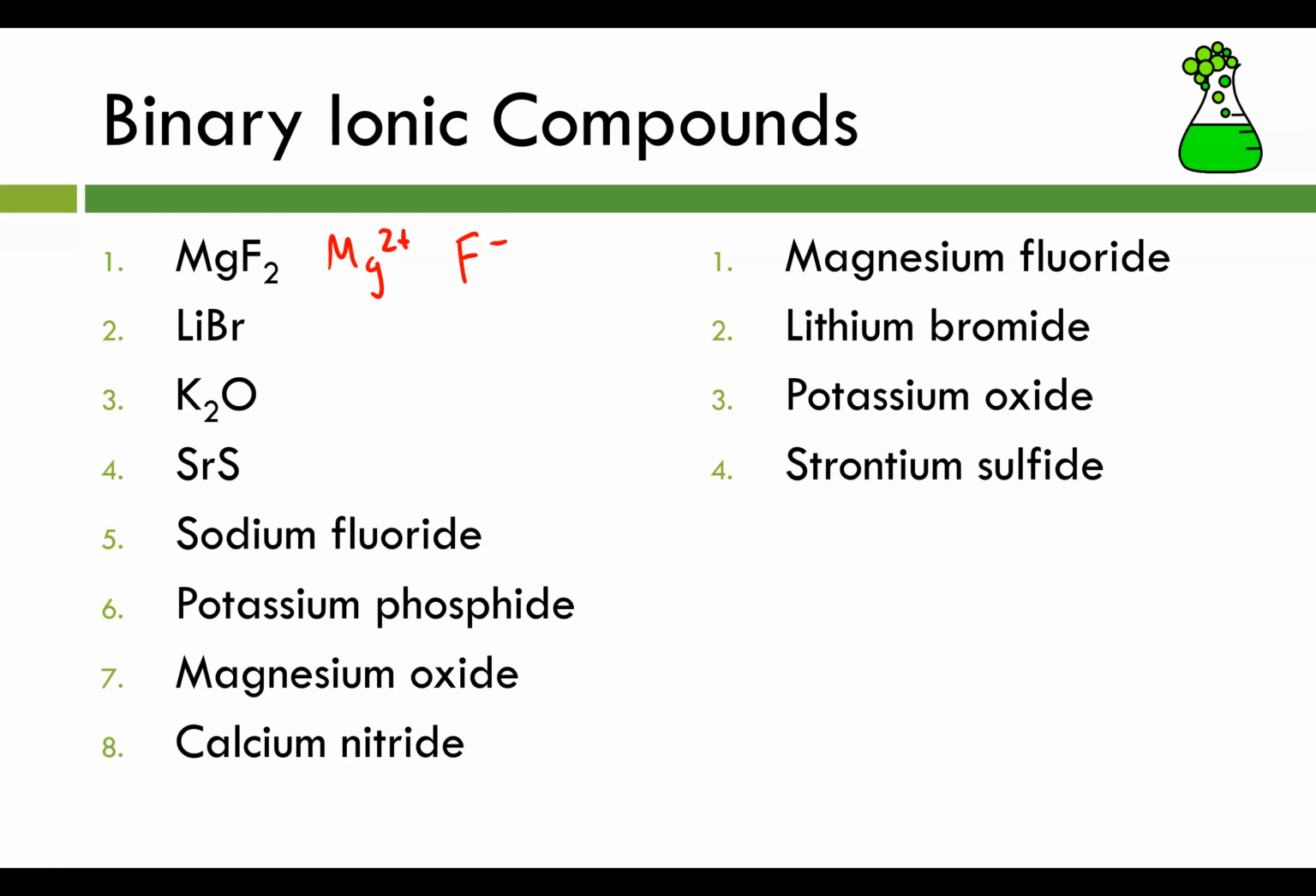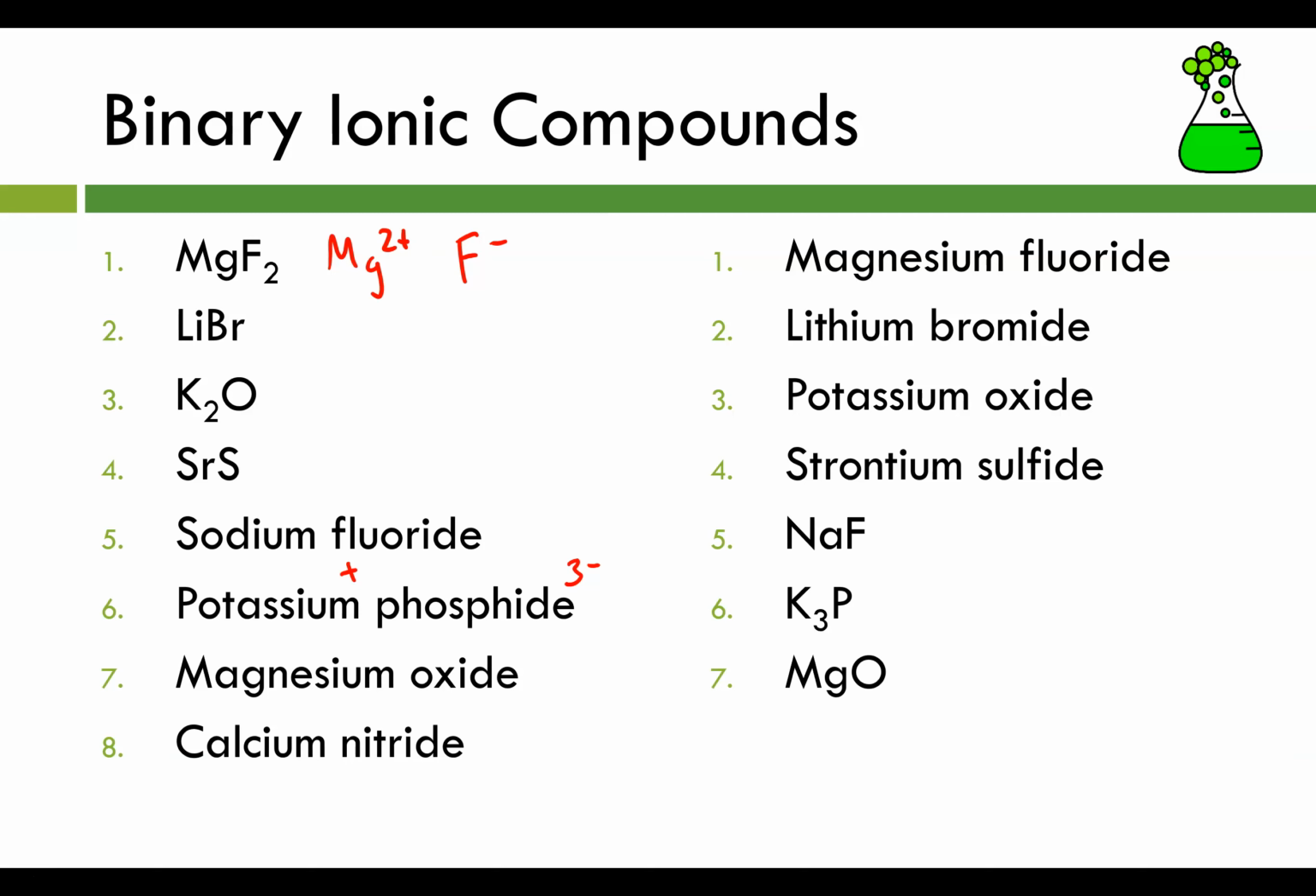All right, now let's go in the other direction. We've got the name. Let's work to the formula. Sodium fluoride, just NaF. That's a +1 and -1 ion. Potassium phosphide. Potassium is +1. Phosphorus would be -3 in the phosphide ion. So that should be K3P. Magnesium oxide, Mg2+, O2-. Make sure you reduce it down, MgO. And calcium nitride.